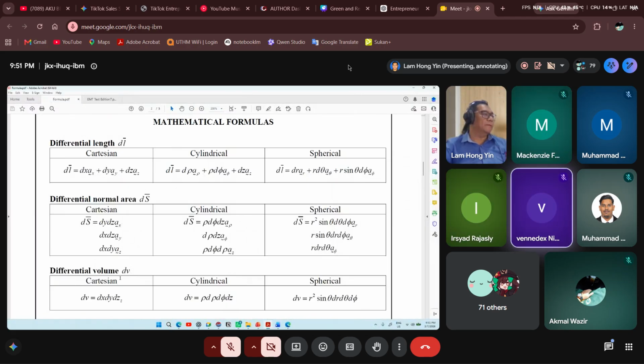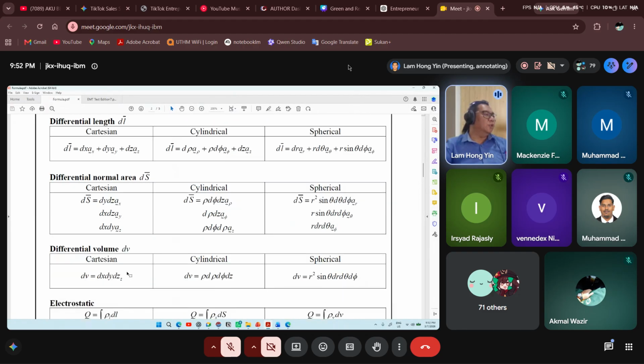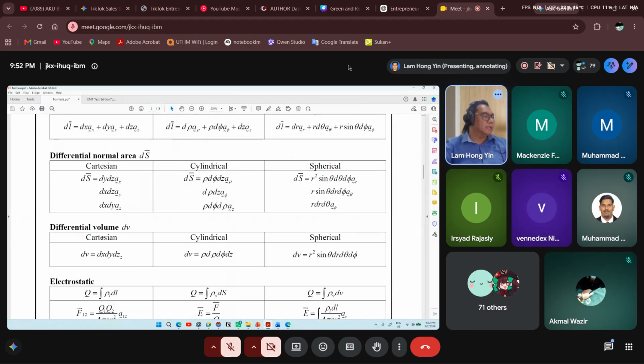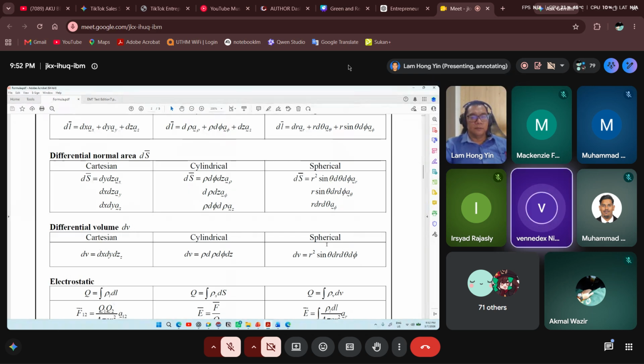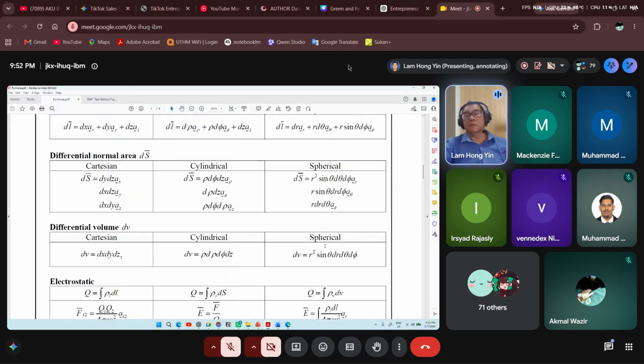DV. Okay, right. Volume. But for volume, you have 3 formulas: Cartesian, cylindrical, and spherical. Which one? Spherical. Why spherical? Because it mentions spherical shell, center origin. Because the problem mentions spherical, we choose this one. We choose dv equals r squared sine theta dr d theta d phi.